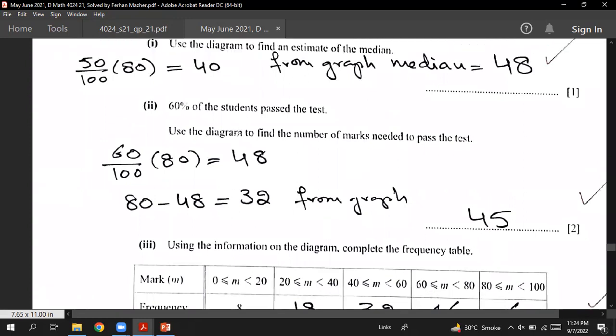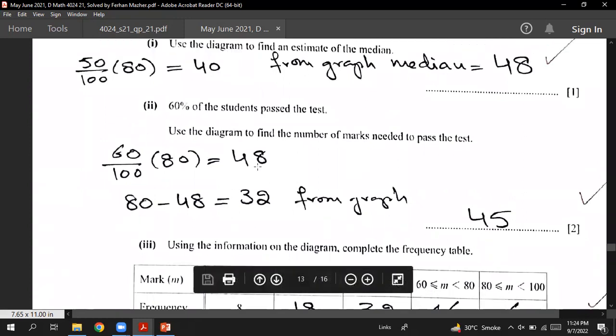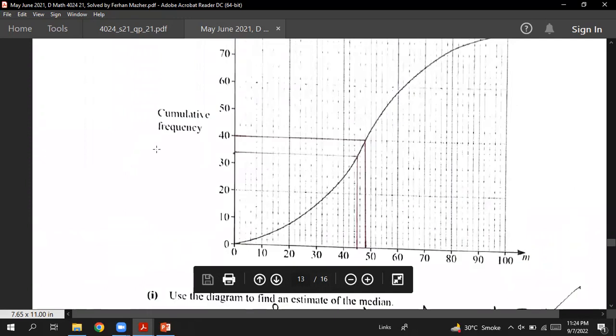So it says 60% of students have passed the test. Okay, so it's 48 basically. The 48 students have passed. So when I subtracted 80 minus 48, that's 32. So 32 students have failed.